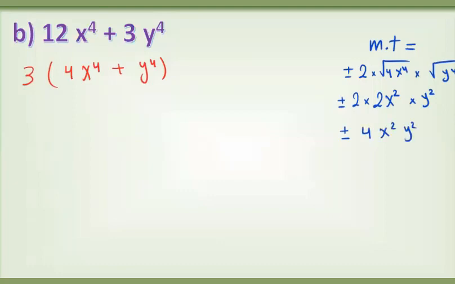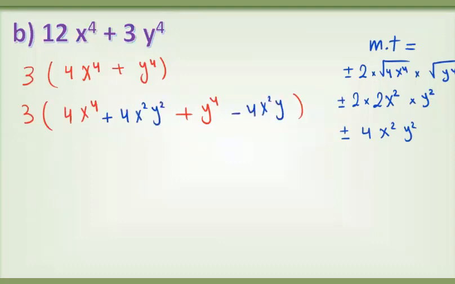Then we type again 3 inside a bracket, 4x power 4, and between these two terms we add 4x power 2 y power 2. Then we subtract it again. We type here plus 4x power 2 y power 2, and here minus 4x power 2 y power 2. By completing this square, you can factorize this expression.